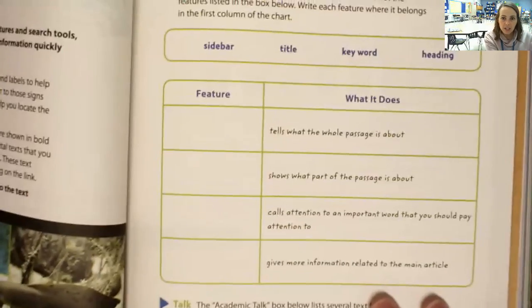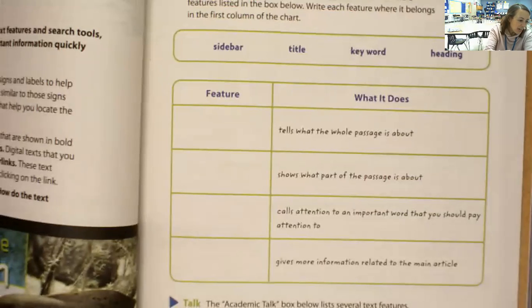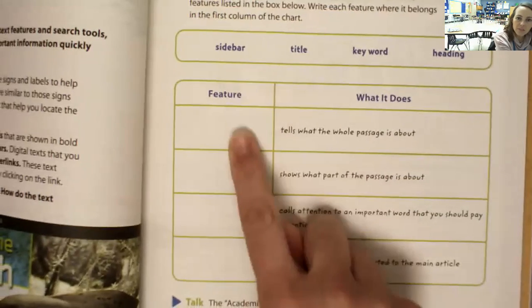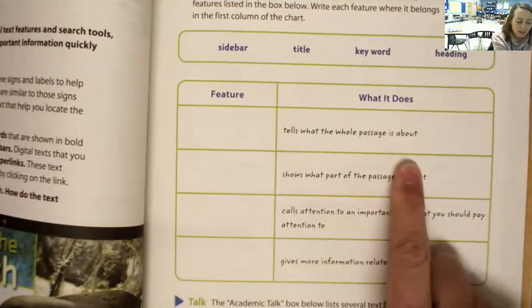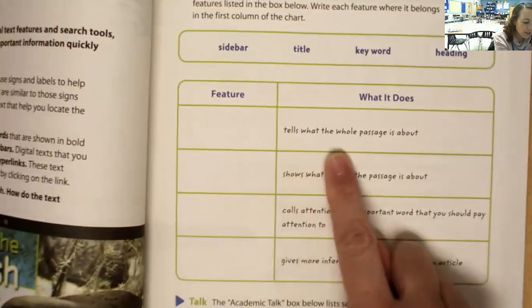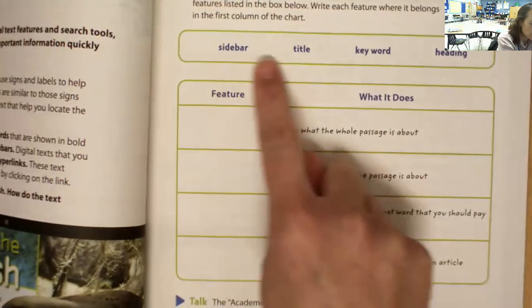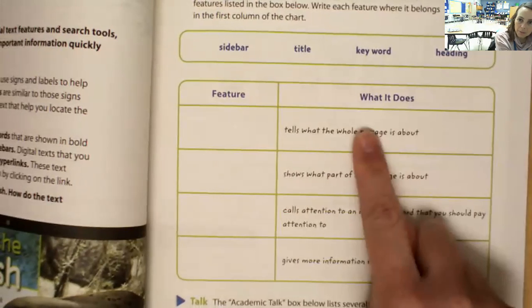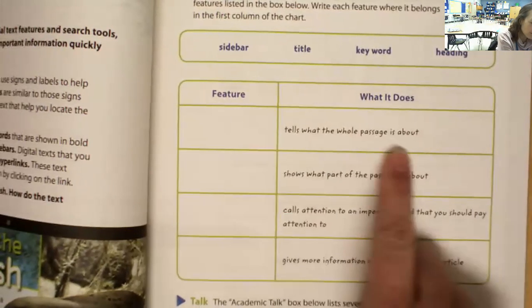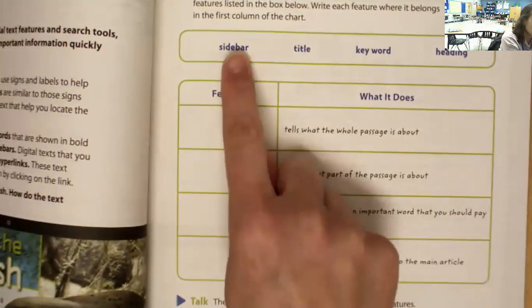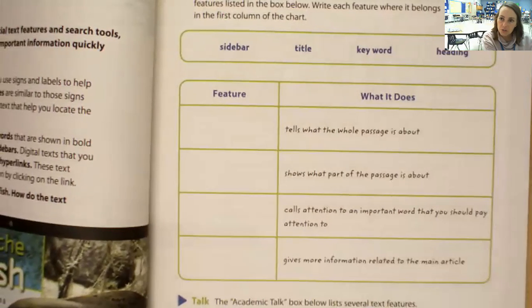So over here, you are going to be matching the text feature to what it does. The first box says, tell us what the whole passage is about. You're going to choose the text feature that would match with. Which of these tells what the whole passage is about? You can cross these off as you use them. Okay, so that is what you're going to be doing on Monday.